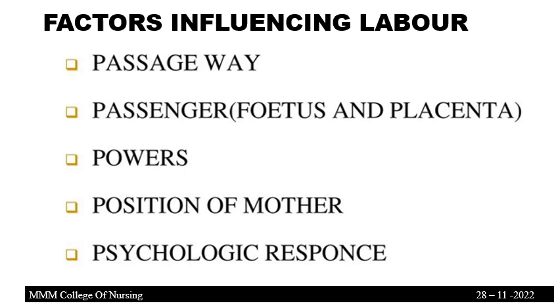Next we'll see the factors influencing labor. These are some of the factors which influence labor. Because of these, the labor can get prolonged or can finish quickly. They are passageway, passenger, power, position and psychological response. So these are the 5 P's.